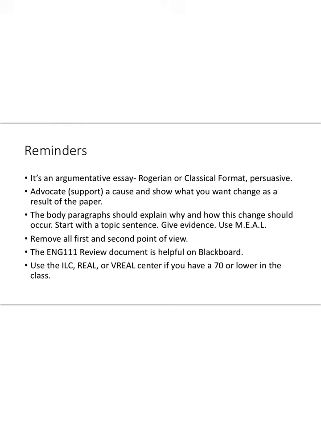topic, which is the topic sentence. E is evidence. A is analysis. You can have another E and A, as many E and A's as you want, and then link at the end, which means basically wrap the paragraph up, or you can link it to the next paragraph. The next, remove all first and second point of view. This can become very distracting if you do it multiple times. There is the English 111 review document that I mentioned before on Blackboard. That's always good to just check out right before you're about to submit or revise a paper.